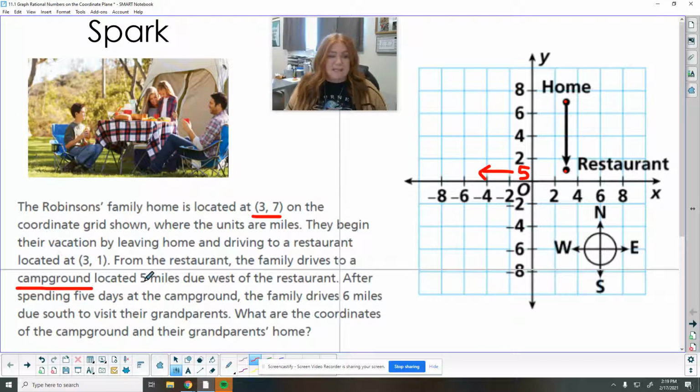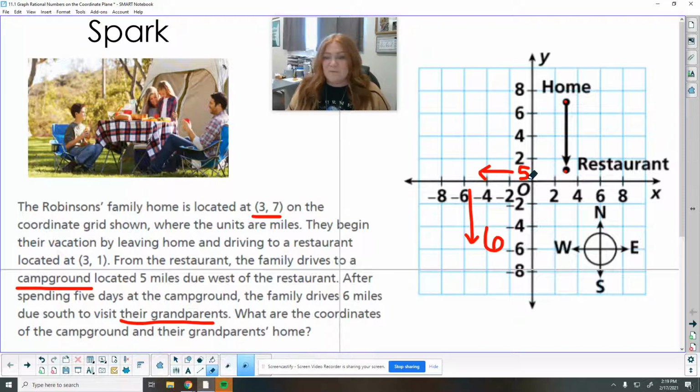After spending 5 days at the campground, the family drives 6 miles due south. So then they're going to go 6 miles straight south to visit their grandparents. What are the coordinates of the campground and their grandparents' home?